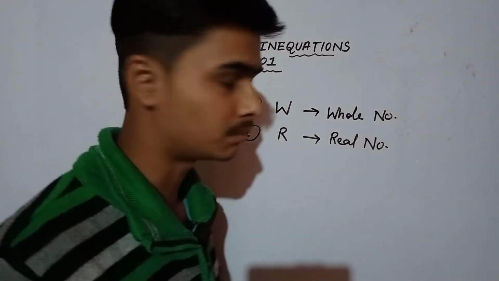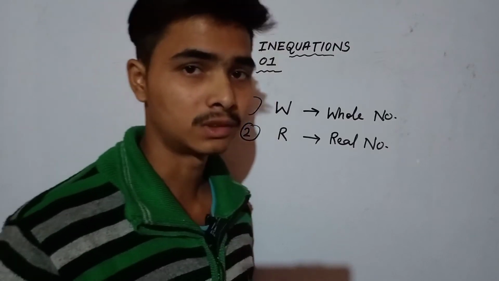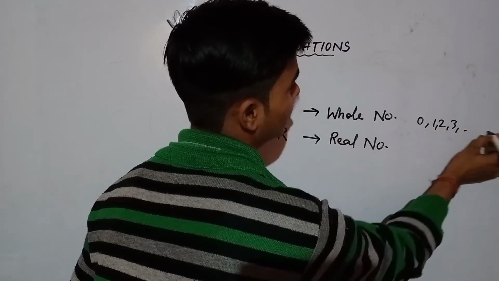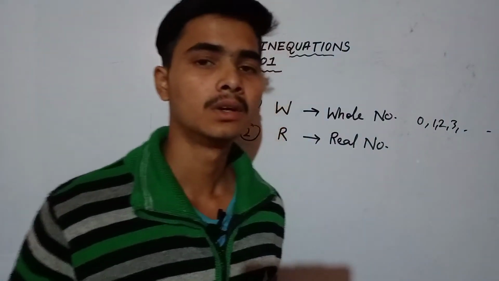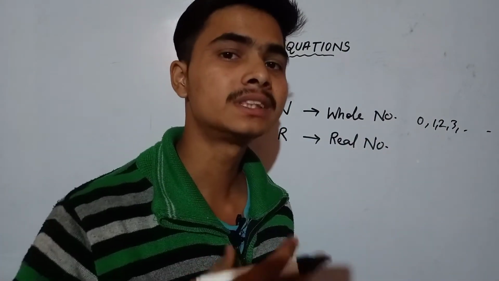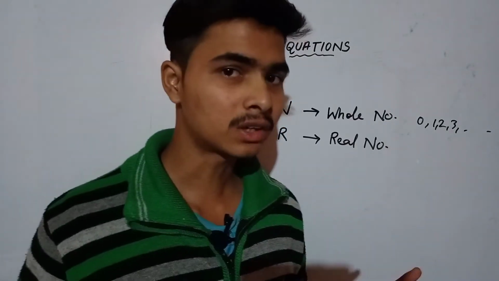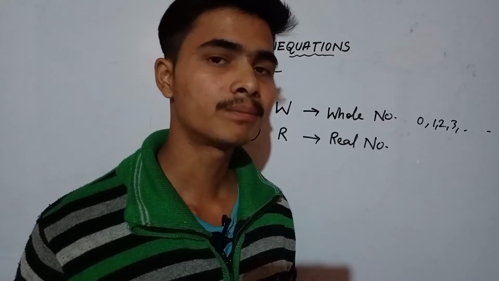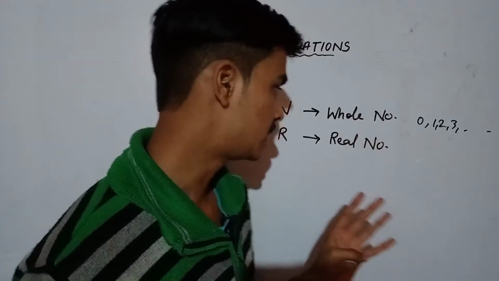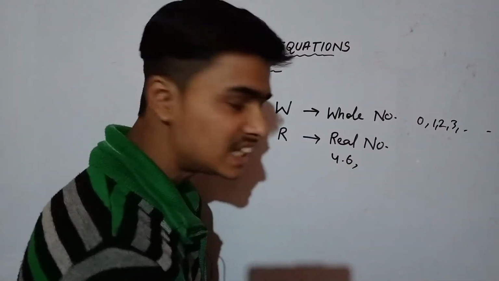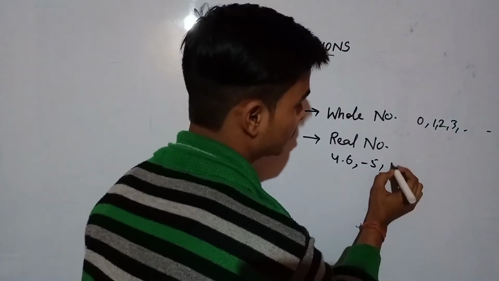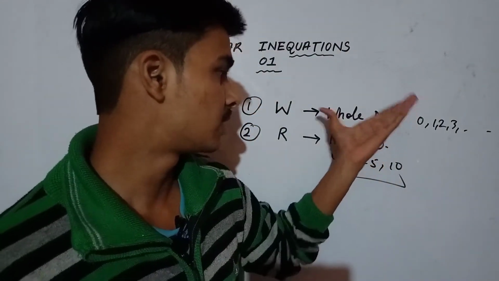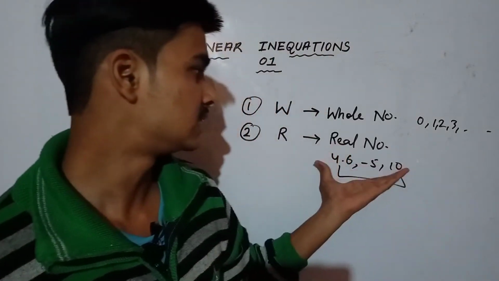If you don't know what a whole number is, let me give an example. Whole numbers start with 0 and continue ahead: 0, 1, 2, 3 and then till infinity. What are real numbers? A real number is something which contains everything. A whole number cannot contain any negative sign, but a real number can contain any type of number, whether it is a point number like 4.6, a negative number like -5, or a positive number like 10. You can also say that whole numbers are a part of real numbers, because real numbers contain any kind of value.